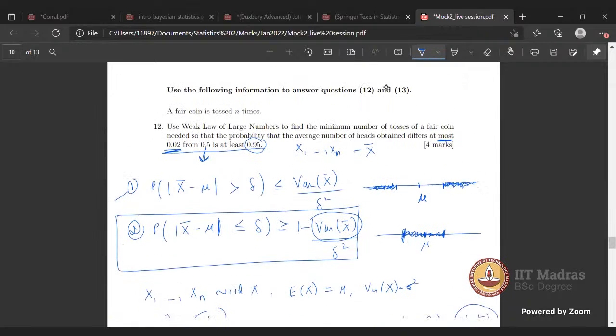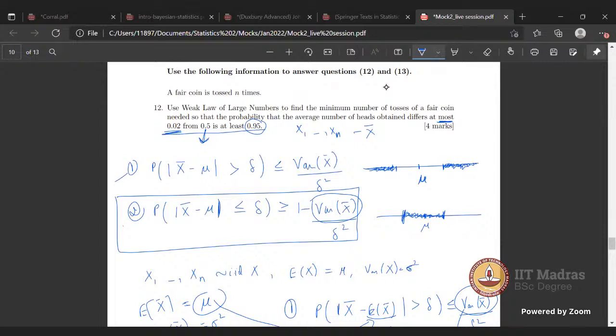How is variance 1 by 4? Okay, what is the experiment here? Tossing a coin. So for each of the xi, if you toss a coin, what is the expected value? 0.5. What is the variance? It will be 0.5 into 0.5, 0.25. So 1 by 4 is what? 0.25. Okay. Right.